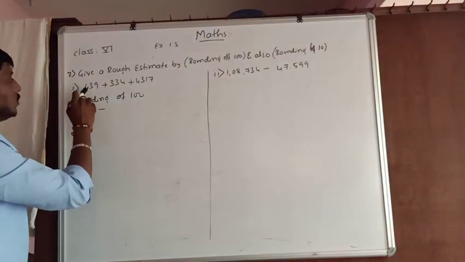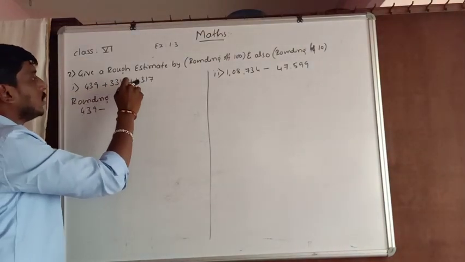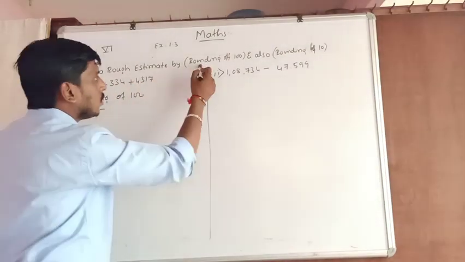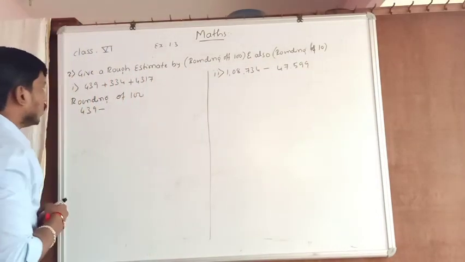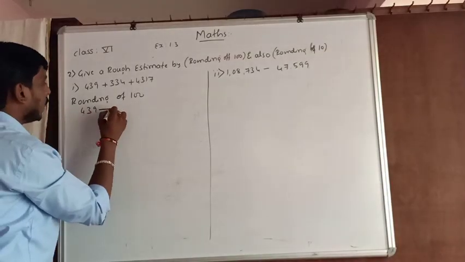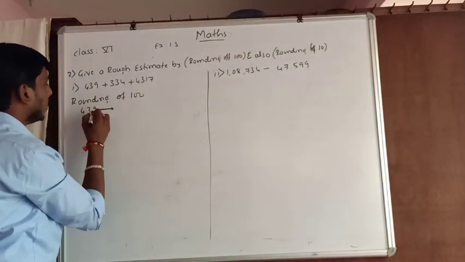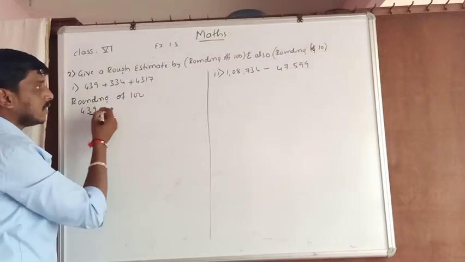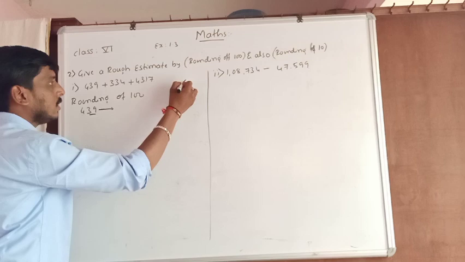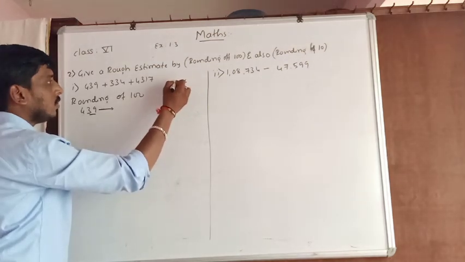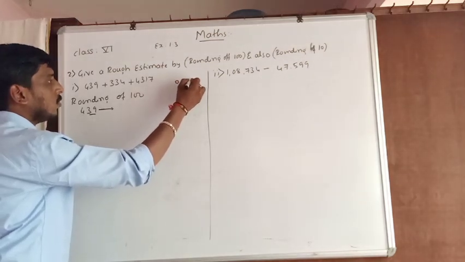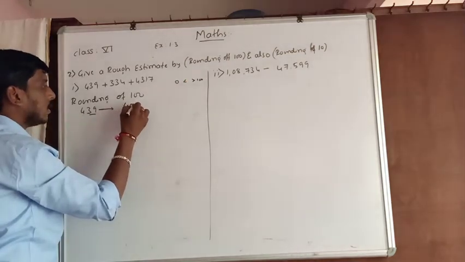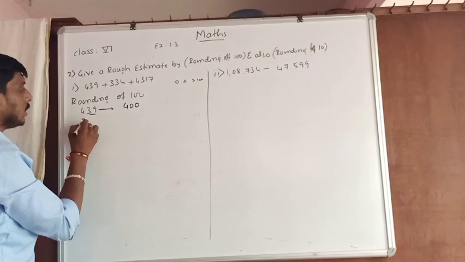So what is the first question? 439 plus 334 plus 4317. Here they mention both rounding to 100 and rounding to 10. So rounding 439 to 100: take the last 2 digits, 39. It is less than 50. If it is less than 50, go for 0. If it is more than 50, go to the next 100. So it is 400. Next, for 334.